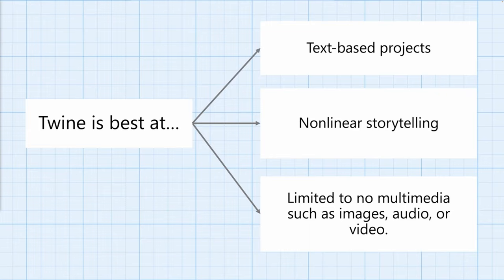So what's Twine? An open source tool to create interactive, non-linear stories. What are stories in Twine? Stories are composed of passages, the smallest unit in a story, and we also use story formats to create those stories composed of those passages. Finally, Twine is best at text-based projects, non-linear storytelling, and little to no multimedia such as images, audio, or video.